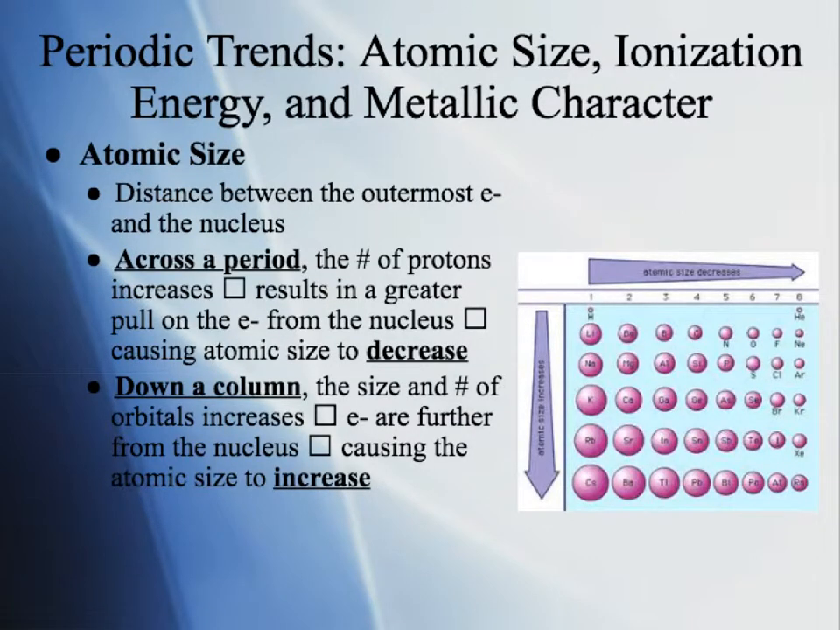All right, so since we're talking about the periodic table and looking at some of the organization that the periodic table tells us, like electron configurations and number of valence electrons and whatnot, let's take a look at some of the periodic trends that occur as well. So atomic size is the first one we're going to take a look at.